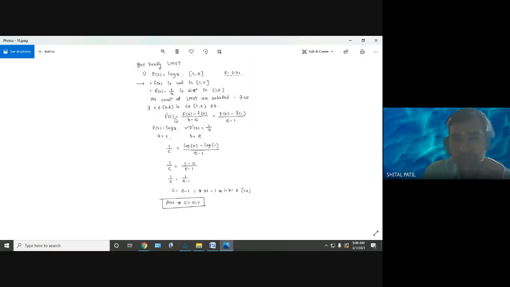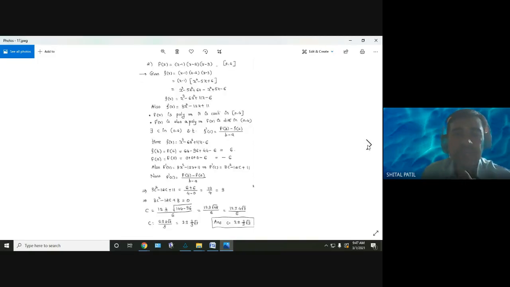Therefore, all the values are substituted in this equation. So 1 upon c equals log e minus log 1 divided by e minus 1. Log e is 1, log of 1 is 0. So 1 upon c equals 1 upon e minus 1, that is, c equals e minus 1. And e is 2.7, so 2.7 minus 1 is 1.7, and no doubt it lies in the interval 1 to e.